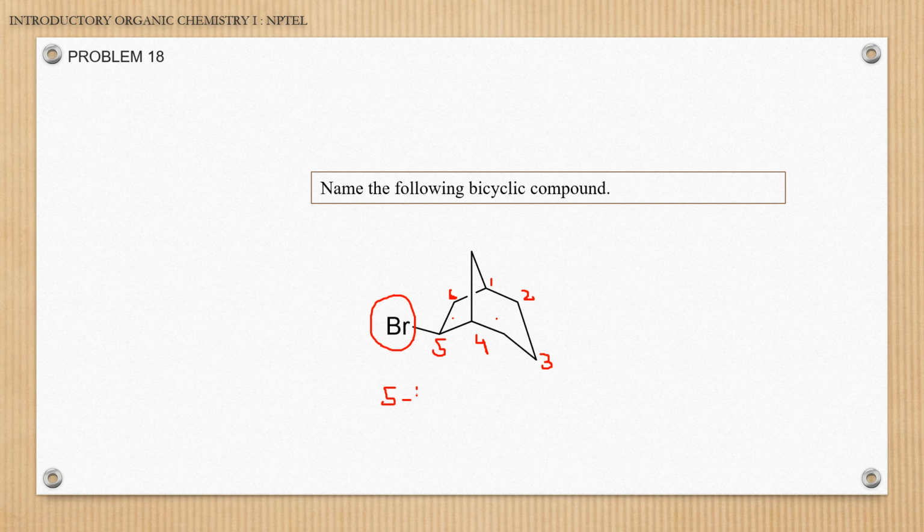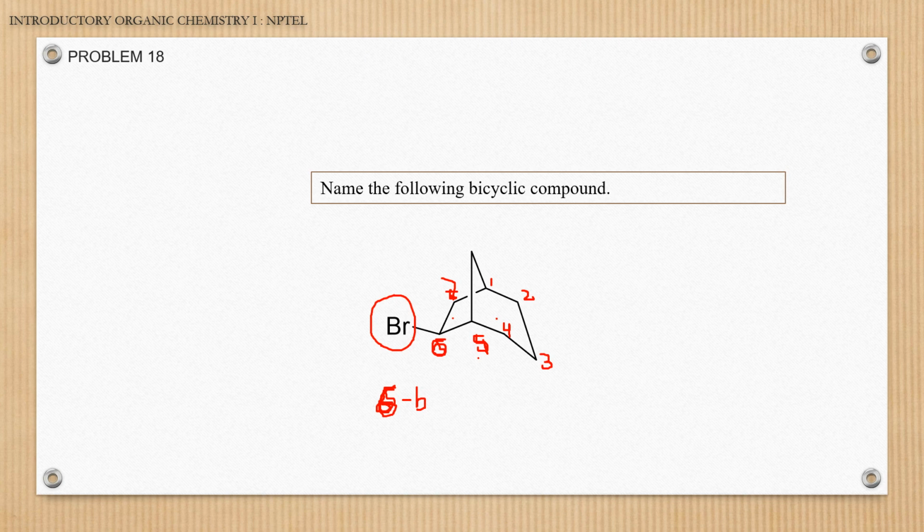Ma'am, between 3 and 4, another carbon is there. Oh, sorry. I missed one carbon. Thank you so much. Sorry, guys. So here it is 6. I missed one carbon. All of you are attentive. Very good. Nice. So it would be 6 bromo, and then the naming will start.